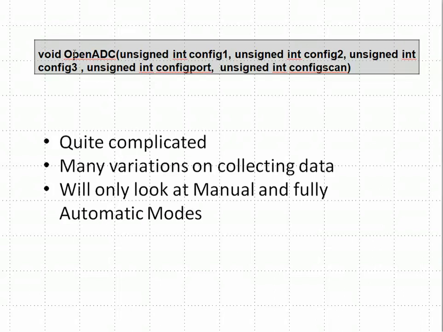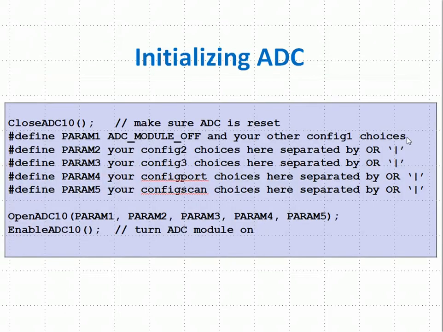Now the big function is OpenADC, and it's got 1, 2, 3, 4, 5 parameters in there, each of which are reasonably complicated. There are many variations on how you could collect data using the ADC. We're going to only look at the manual and the fully automatic modes. So there are other things you can do, but we're not going to do that. We want to keep this lecture nice and simple, and the code fairly straightforward.